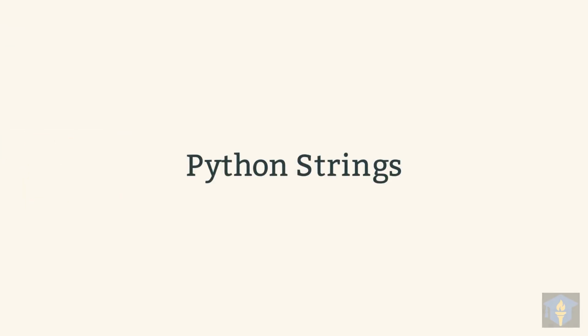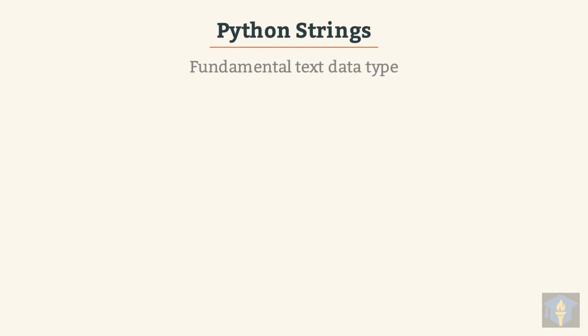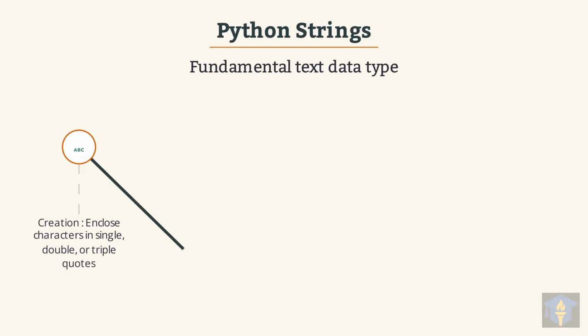Moving on, let's explore Python strings, which are fundamental for handling text data. Strings are Python's fundamental data type for representing and manipulating sequences of characters or text. You can create strings by enclosing characters within single, double, or even triple quotes for multi-line text.